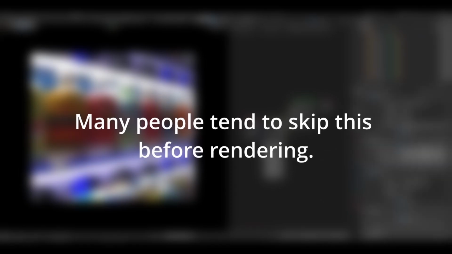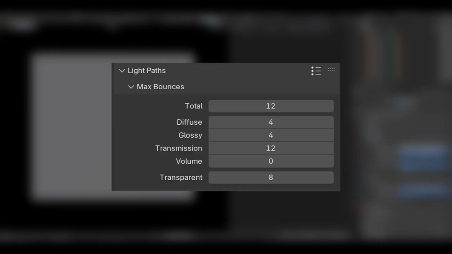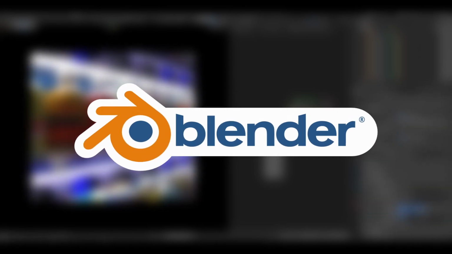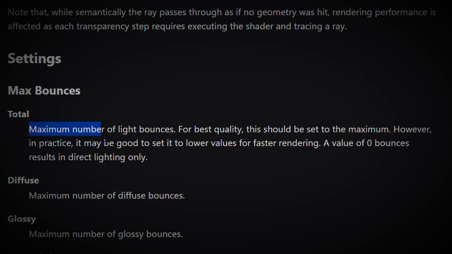Many people tend to skip this before rendering, so I will explain how important it is. First of all, max bounces in light paths. According to the official Blender website, they said: maximum number of light bounces. For best quality, this should be set to the maximum. However, in practice, it may be good to set it to a lower value for faster rendering. A value of 0 bounces results in direct lighting only. That means we don't have to set this value to maximum. It is optional.